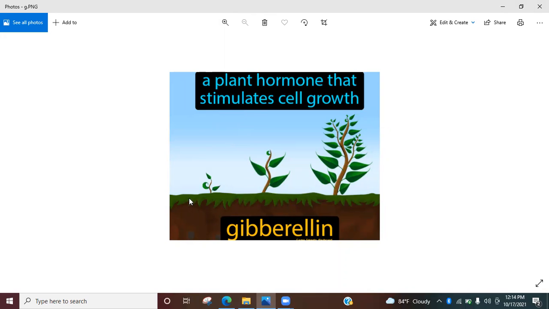In this plant, it's small, and this plant is much bigger than this. So this plant is bigger than this plant and also this plant. So in this plant there is more gibberellin. A plant hormone that stimulates cell growth. When cells are growing, the stem also naturally elongates.